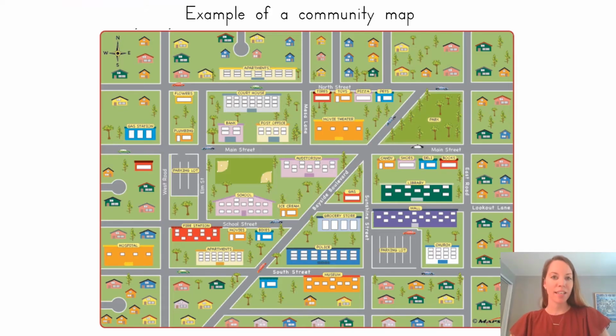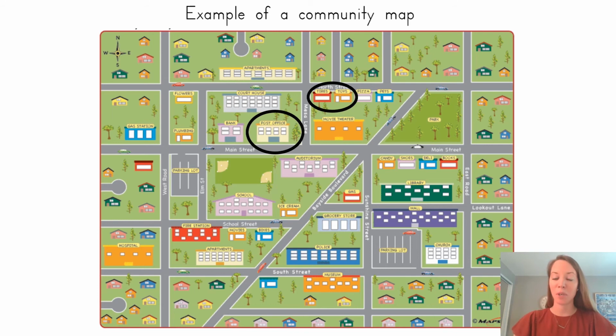So let's look at an example of a community map. On this map, I notice a lot of different buildings and a lot of places, and they all sell different goods or provide different services. So let's take a minute and see what we notice on this map. The first place that I notice is the post office. The post office has workers, we call them mail carriers, and they provide us a service because they deliver mail to our houses. Remember that a service is an action that other people do for us.